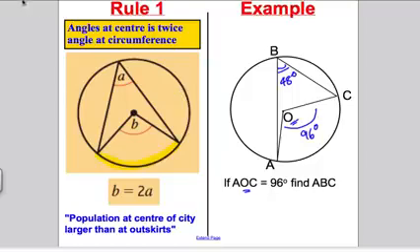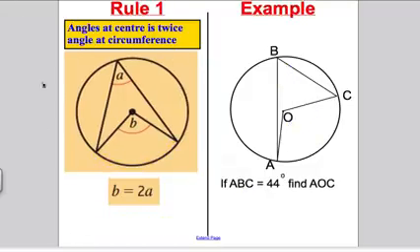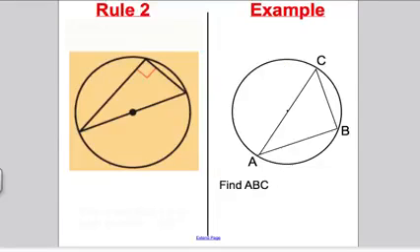Okay? And let's just have another look at this rule. Here's the rule again. Remember, angle at centre, twice angle at circumference. If they told us that ABC, A to B to C, this one was 44, what would AOC be? Well, it's double that one there, so it'd be 88 degrees. Okay, and that's rule 1 covered. Nice, easy rule.